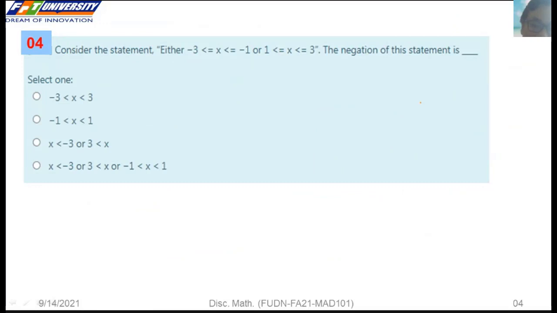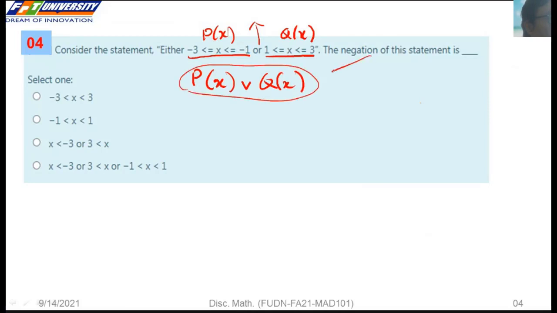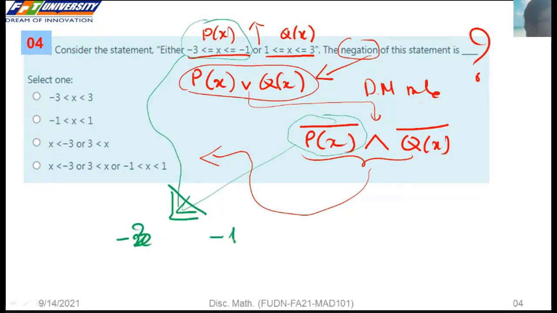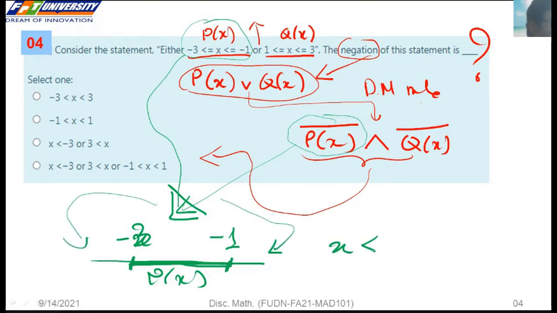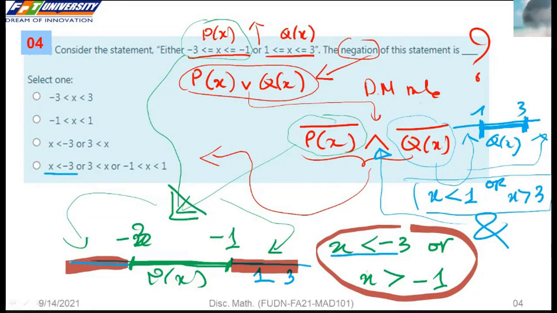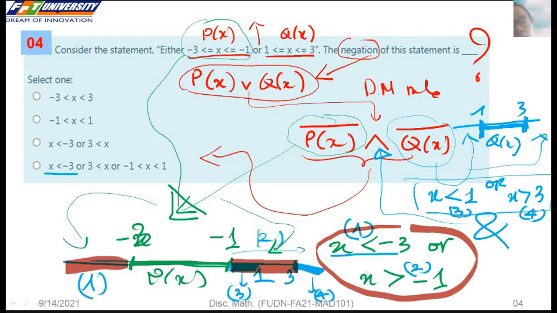Okay, so for the next, try to practice. We have P of x, Q of x. So we have the statement P of x or Q of x. We want to find the negation of this statement. What is the solution? We can use De Morgan's rule. Not P of x and negate the second one. So we translate back into logic. Not P of x means outside, so it's less than -3 or greater than -1. What is not Q of x? We have Q of x. So not Q of x is less than 1 or greater than 3. Which one is true? Okay, this is the third, the first, the fourth.